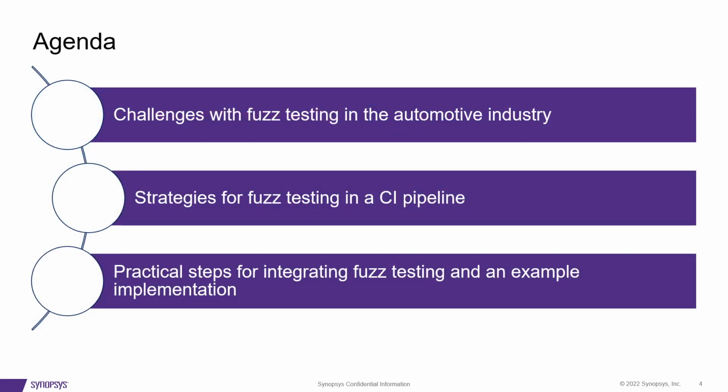Okay, so let's move on to today's agenda. We have 3 main points I would like to cover today. First, we'll talk about the challenges with fuzz testing in the automotive industry, and we will focus on embedded software, looking at embedded systems here. The second point is to explore the strategies for fuzz testing in a CI pipeline. And then third, based on these strategies, we'll come up with some practical steps for integrating fuzz testing into the CI pipeline. And we'll also go through an example implementation.